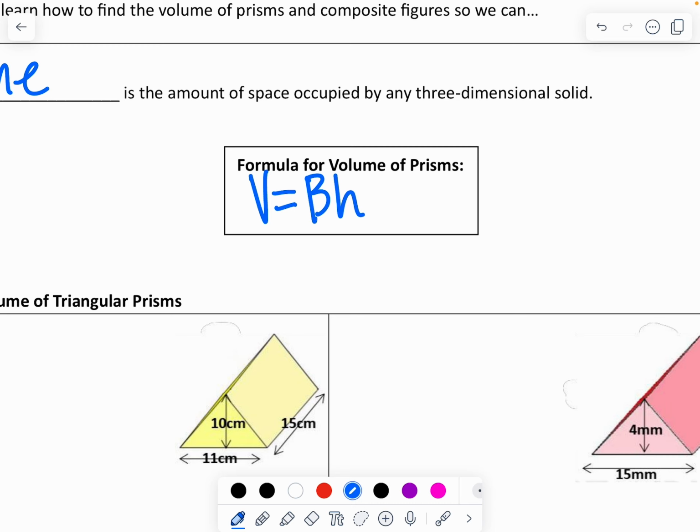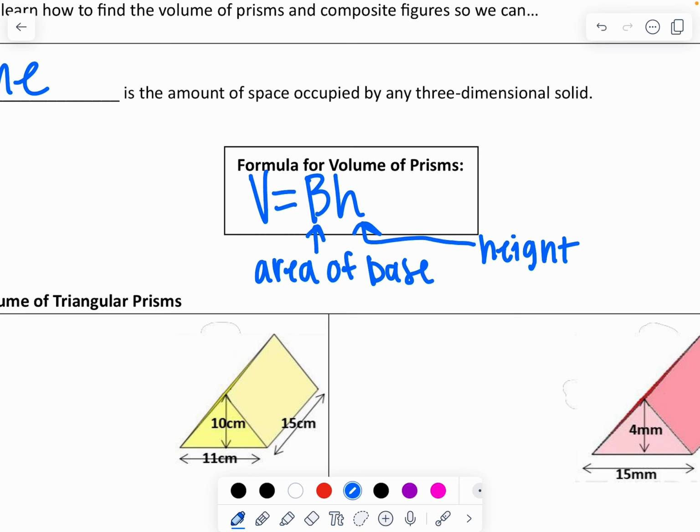Now, if you remember, the big B is different than the little b. Okay, when it's capitalized, that means area of base. And remember, we used that when we did surface area the other day. So the capital B is the area of the base, and then the h is just your height.